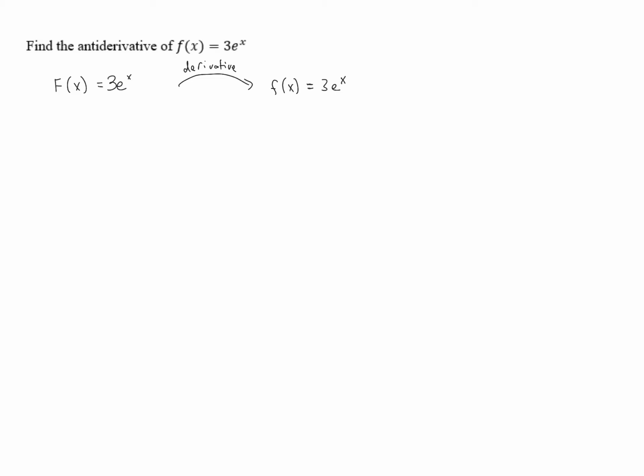And one more thing, we're going to write plus C, because we know that if we have an arbitrary constant and you take the derivative of a constant, that vanishes. So the general antiderivative of f of x equals 3 e to the x is 3 e to the x plus C.